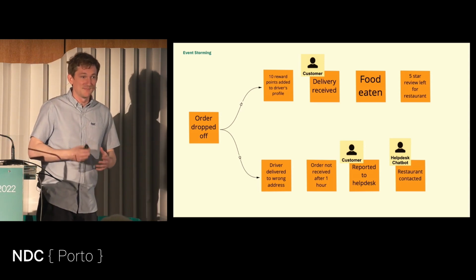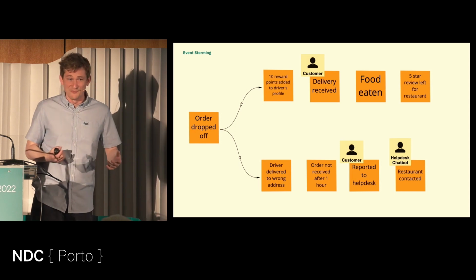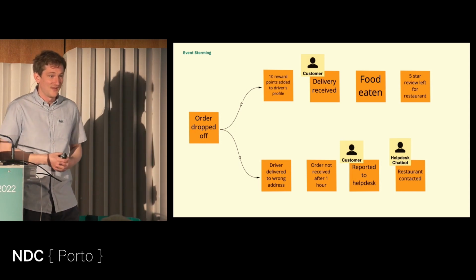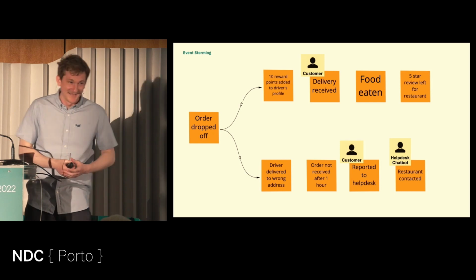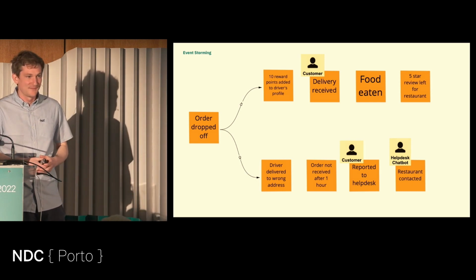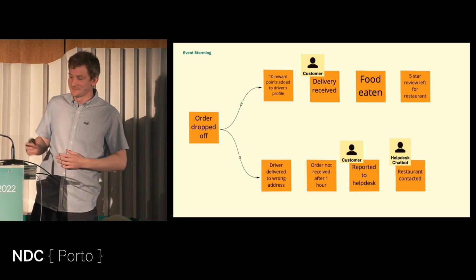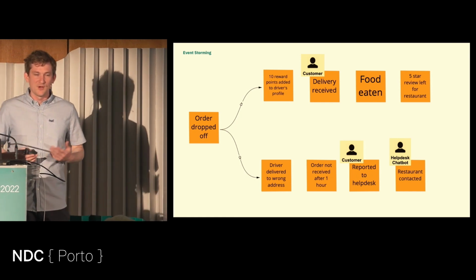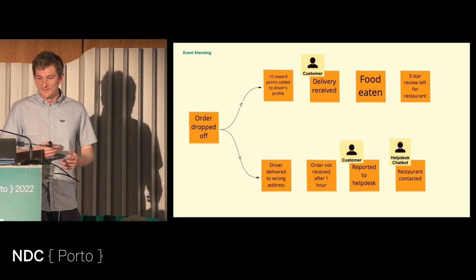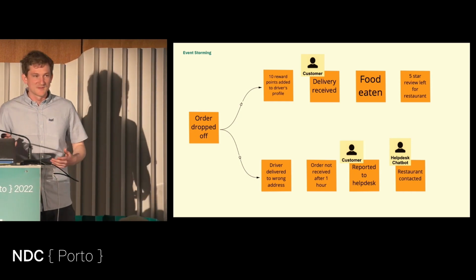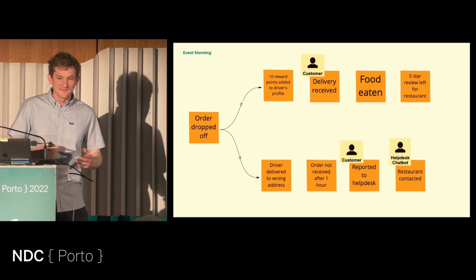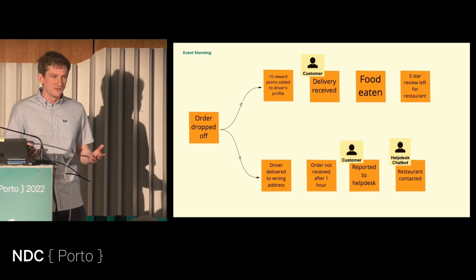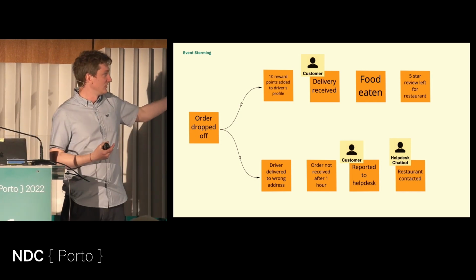If you haven't seen event storming, it's simple, really. If you're expecting something big and exciting and amazing, it's just orange Post-its in a timeline. That's it. How can I speak for like 50 minutes about orange Post-its in a timeline? I'll just give you a quick example, though. These events are in past tense. Order dropped off, 10 reward points added to driver's profile, delivery received, food eaten, 5-star review left. And we can see there are 2 different flows there.